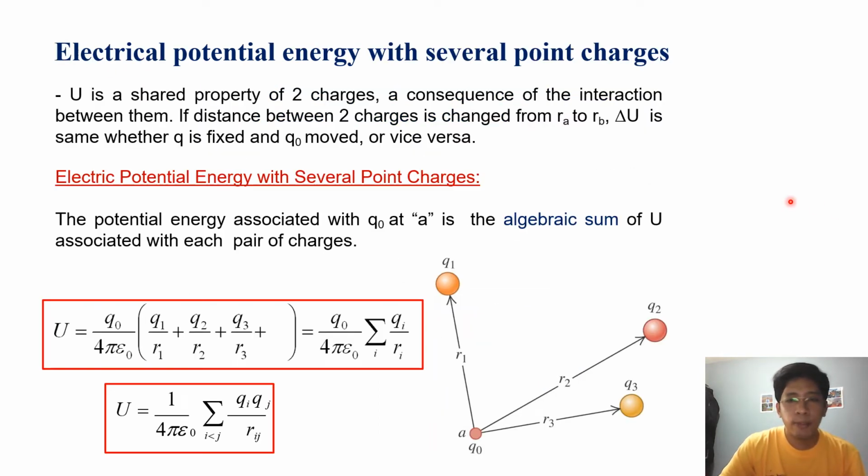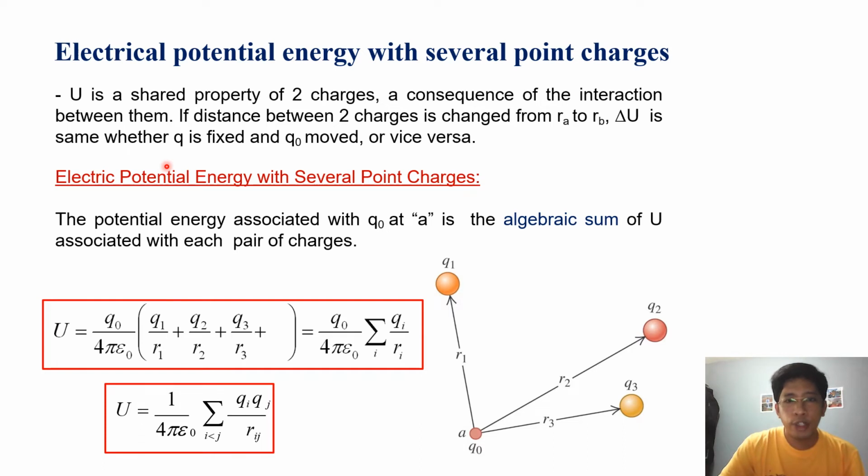And as you have seen in the previous slide, your electric potential energy is a shared property of two charges. It's a consequence of the interaction between them. If the distance between two charges is changed from RA to RB, delta U is the same whether Q is fixed and Q naught is moved, or vice versa. That is, the electric potential energy is the same whether you have your Q fixed and then you move Q naught, or you have Q naught fixed and then you move your Q.